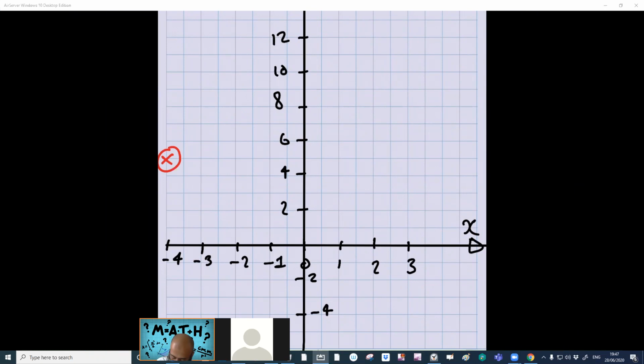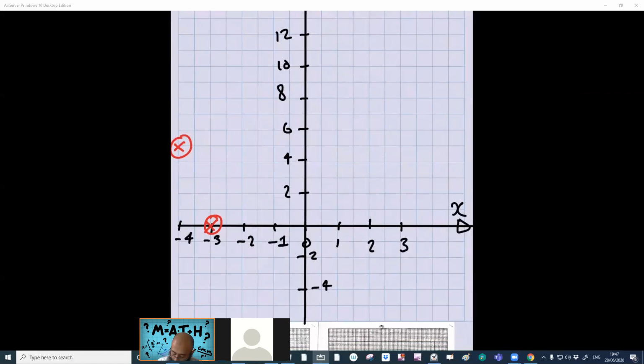-3, 0. -3, 0 is actually on the x-axis. Next. -2, -3. -2, -3 should be here. -1, -4. -1, -4 is here. Next. 0, -3. So like on the line. 0, -3. Yeah. Okay, next. 1 and 0. And what's 2? 5. 2 and 5. And then? 3 and 12.